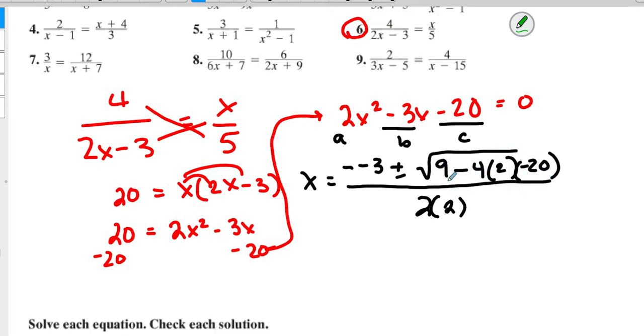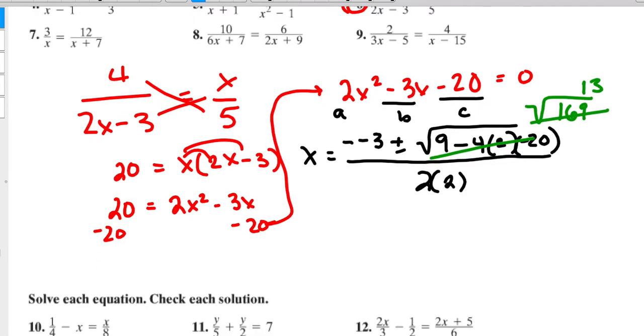Okay, so then simplifying the radical, 9 minus 4 times 2 times negative 20. So that's going to give us 8 times 20 is 160. Right? 8 times 20 is 160. So 9 plus 160 is going to give us a square root of 169, which ends up reducing and giving us just 13. Okay, so then we have x equals negative 3 plus or minus 13 all over 4.